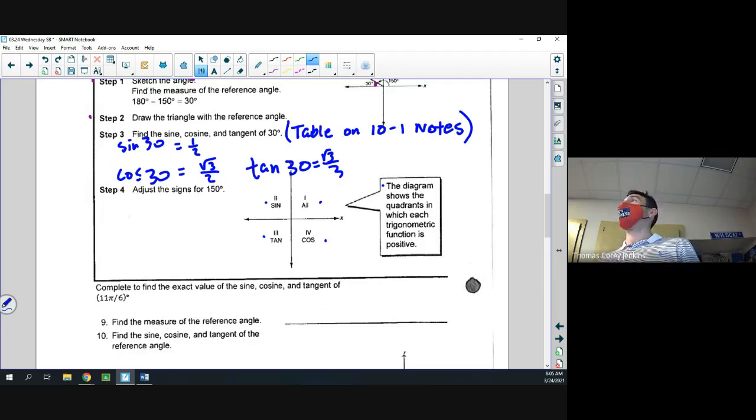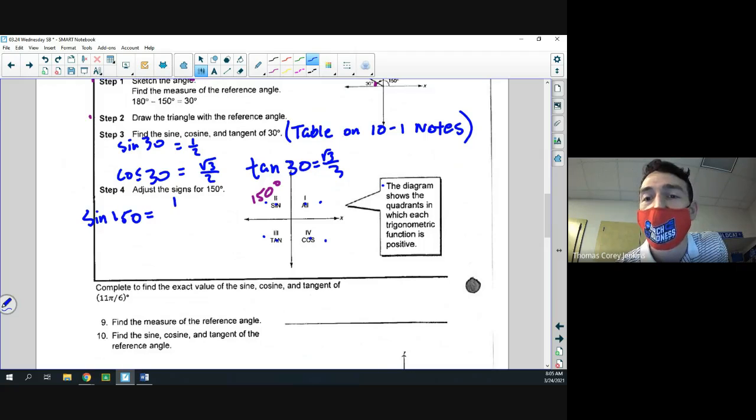I've heard teachers help kids remember this with the phrase, all students take calculus, which is a little acronym. Anyways, since we're in the second quadrant, where 150 degrees is, our sine is going to be positive. So the sine of 150 is going to be positive 1/2.